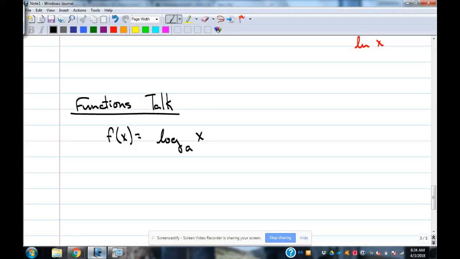Log functions. Okay. When we're taking the log of a number, we can only take the log of positive values. So that means whatever we're taking the log of has to be greater than 0. Doesn't matter what base it is, whatever we're taking the log of, we're going to set that greater than 0 to help us find the domain. Since this is just x in there, our domain is from 0 to infinity, not including 0.